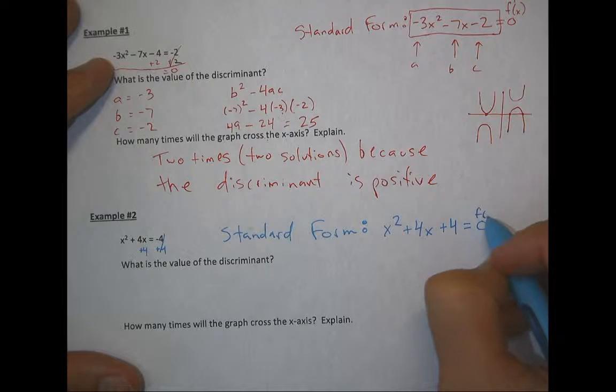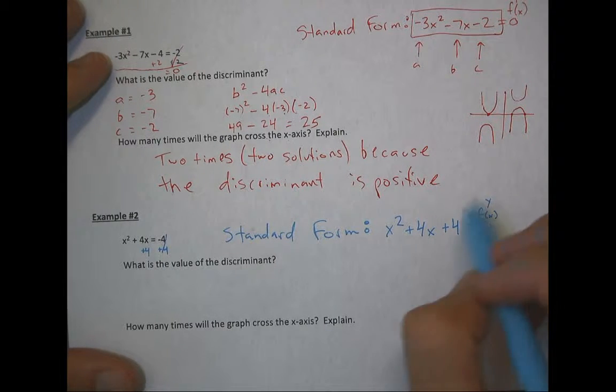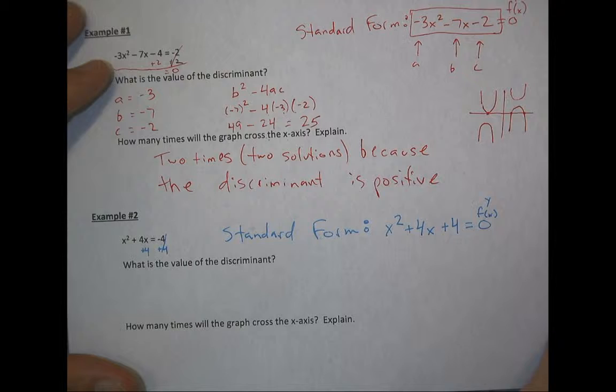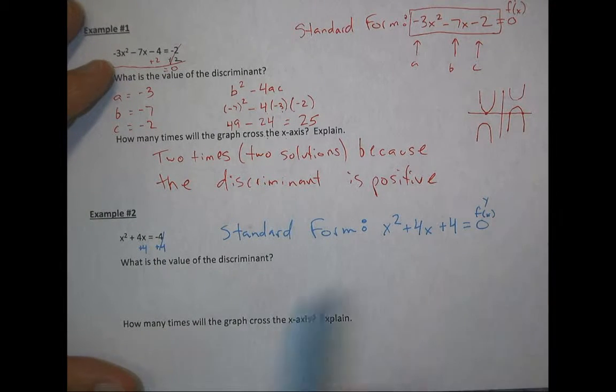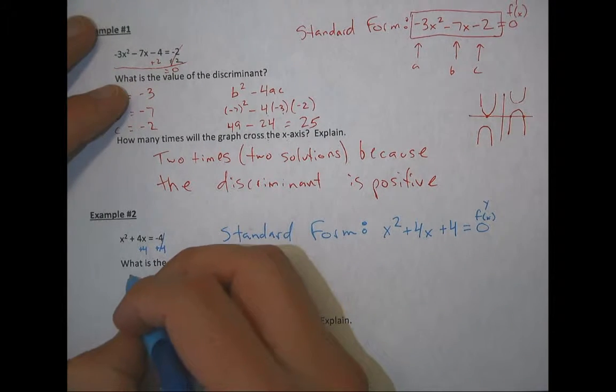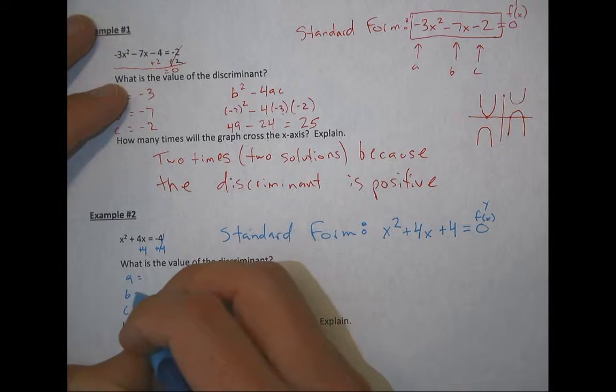Or again, this could be f of x or this could be y. But we want to know specifically when does it equal 0. And that's telling us what the x-intercepts are. So what's the value of the discriminant? So first of all, we need our a, our b, and our c.